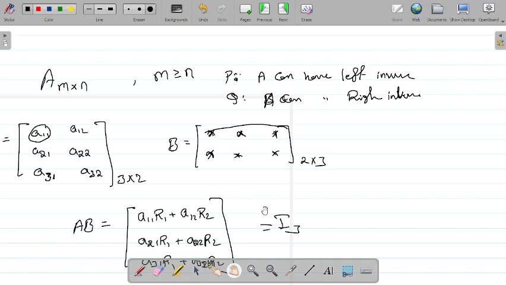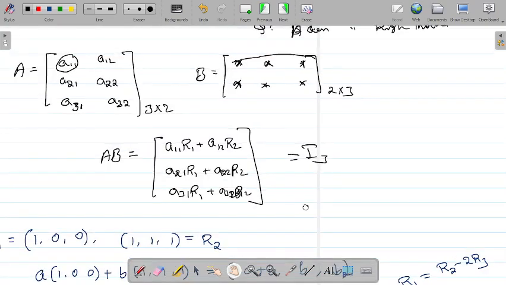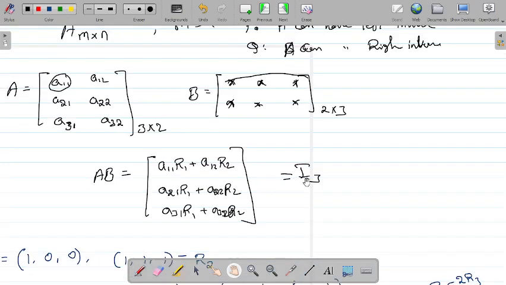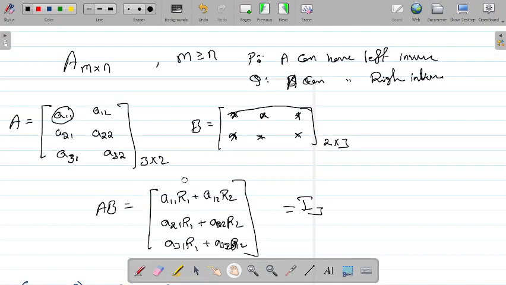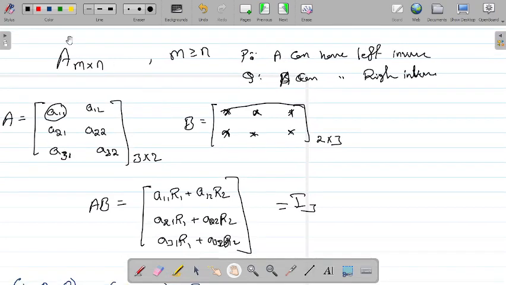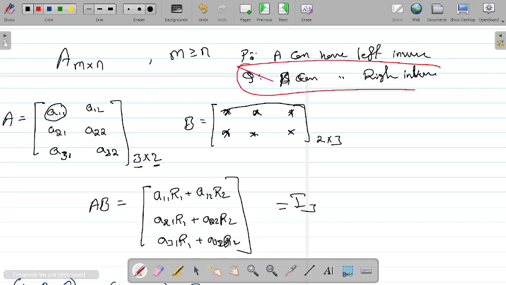Now for example, suppose you take a matrix of size 3 by 2. I can surely tell that it is not possible to find the right inverse. Here, 3 by 2, m is greater than n, so you are saying that it is not possible to find a right inverse. So this statement I can change it: A does not have a right inverse.